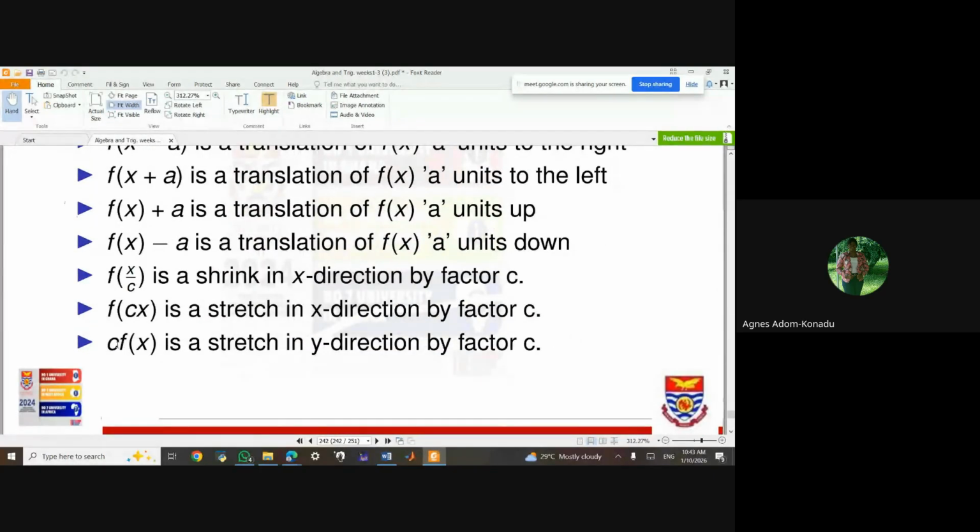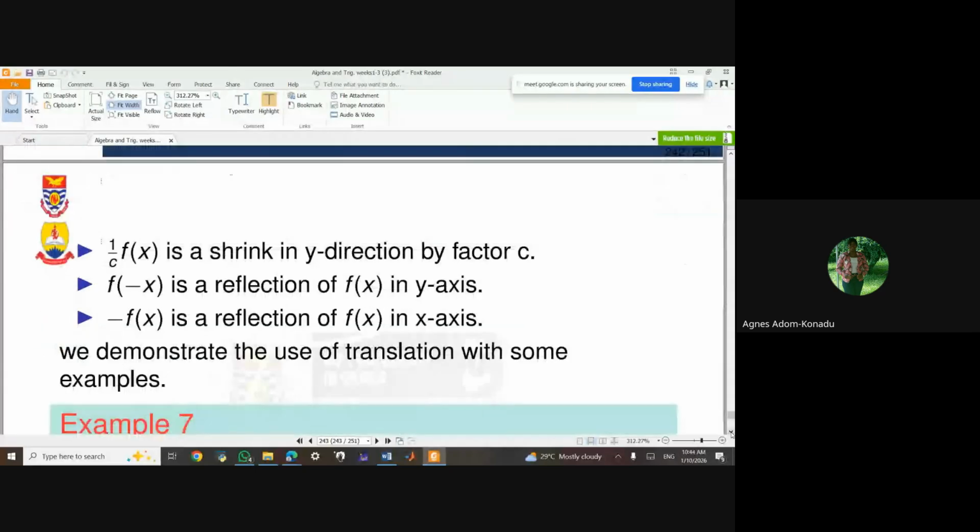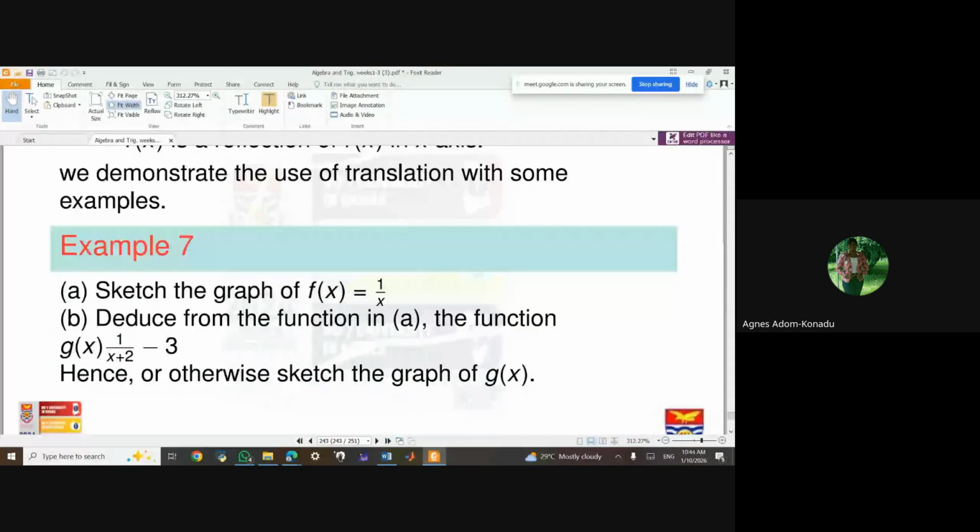Then if I have c times f of x, it means that it's a stretch in the y direction. So my y function will stretch. And then if I have 1 over c times f of x, it means that it is a shrink. Then f of negative x is a reflection of f of x in the y-axis, and negative f of x is a reflection of f of x in the x-axis. We can look at examples.